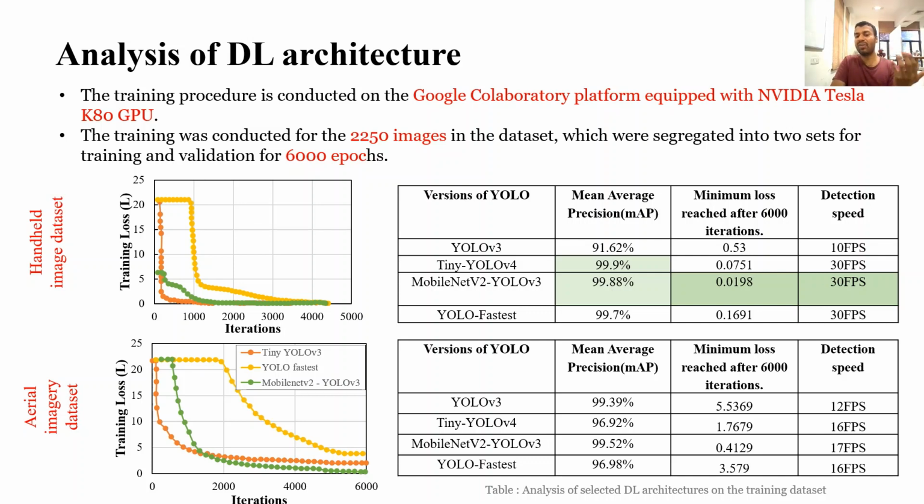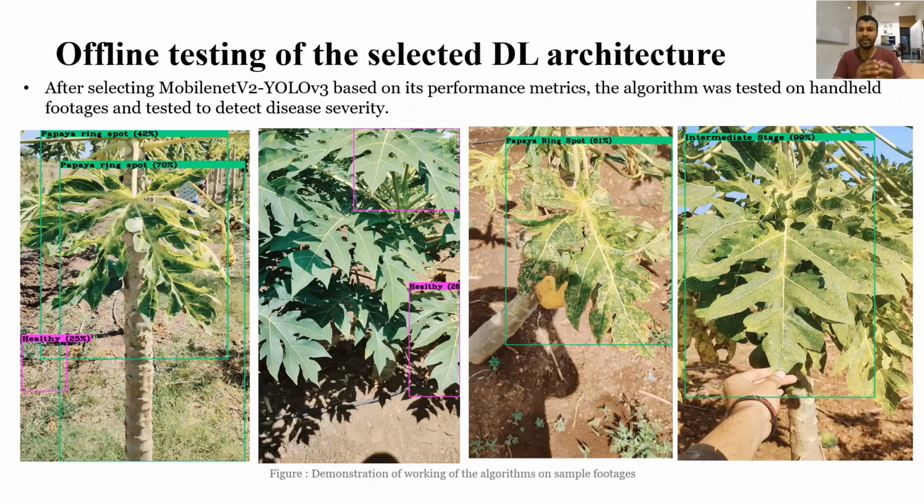So after analyzing these algorithms, the next step was to find out how we can implement this entire computational framework in our setup. Considering that we have evaluated the best computational framework, which in our case is MobileNet V2 YOLO V3, how do we validate that on the validation setup?